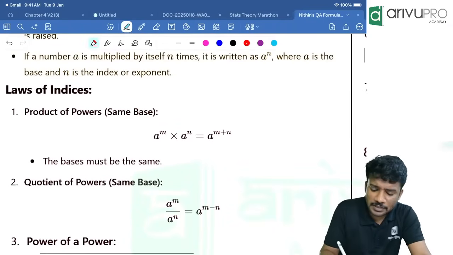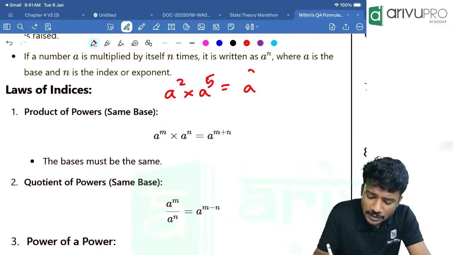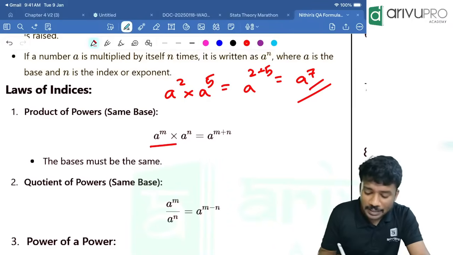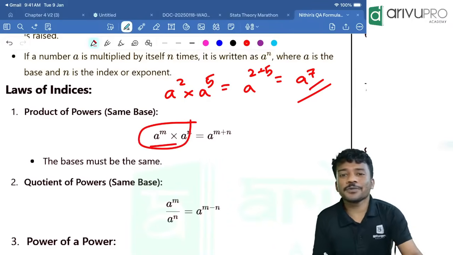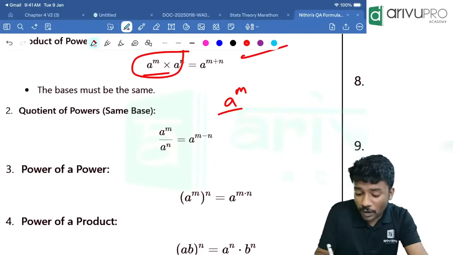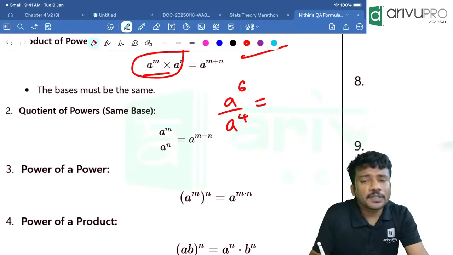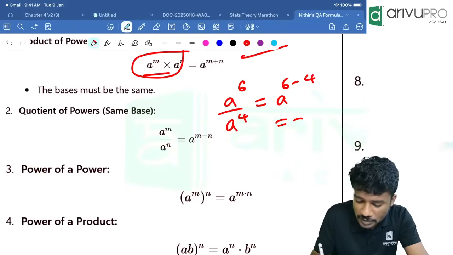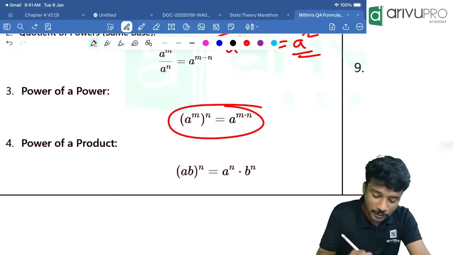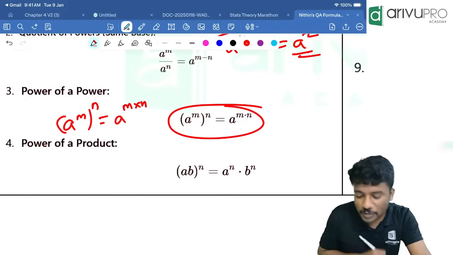Okay, then next one, the indices. Basic properties of indices. We know that A square into A raised to 5 is how much, da? That is nothing but A raised to 2 plus 5, which is A raised to 7. People, A raised to M into A raised to N is how much? A raised to M plus N. That is the basic property. Then, A raised to 6 divided by A raised to 4 is A raised to 6 minus 4, which is A square. People, then power of the power. What happens to power of the power, da? A raised to M, the whole raised to N, is A raised to M into N.